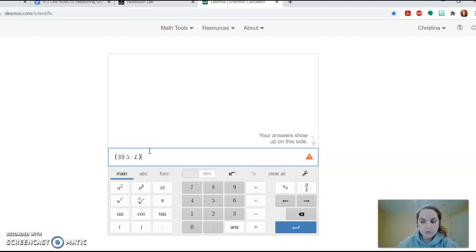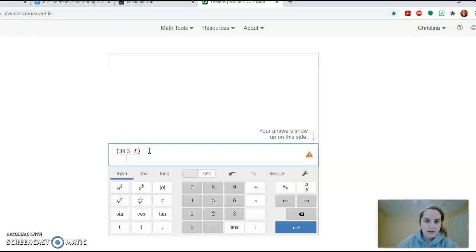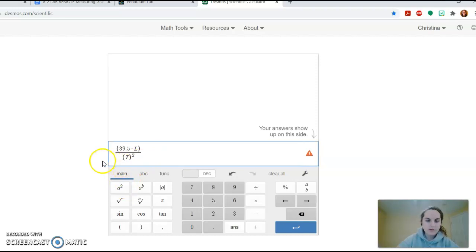And then we're going to close the parentheses around that, and we're going to divide it by the period squared. All right, so capital T, that period time, that shorter time. And we're going to hit the A to the 2 button to square it. Okay, so capital L, that stands for your length. This capital T, that stands for your period.